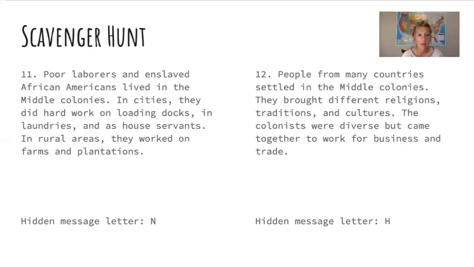Number 11, poor laborers and enslaved African Americans lived in the middle colonies. In the cities they did hard work on loading docks, in laundries, and as house servants. In rural areas, they worked on farms and plantations. Hidden message letter N.